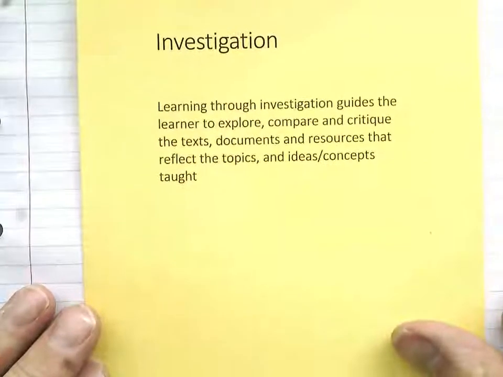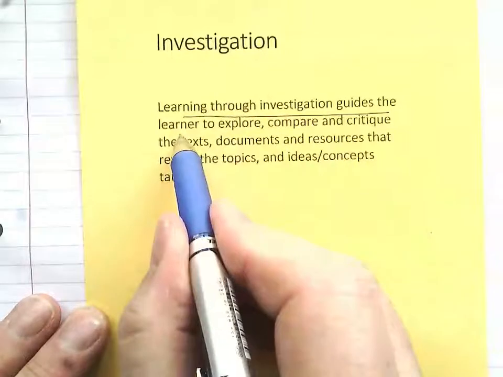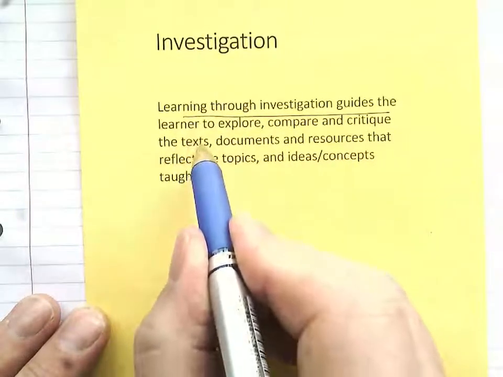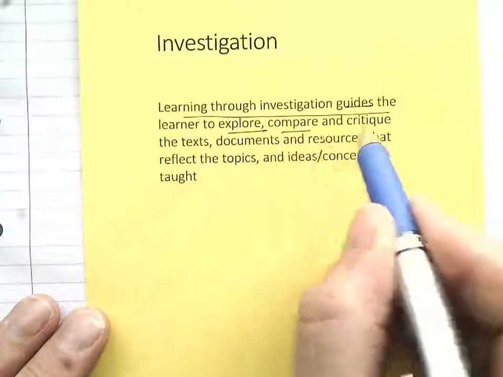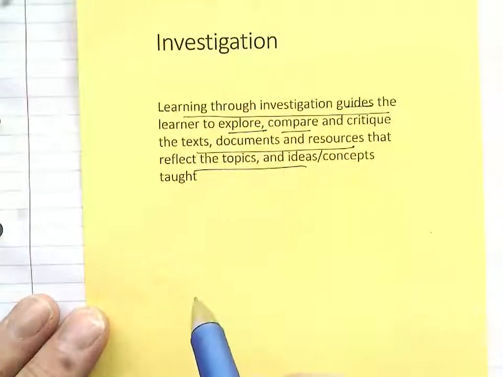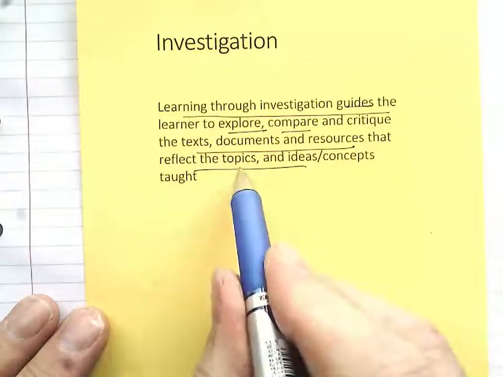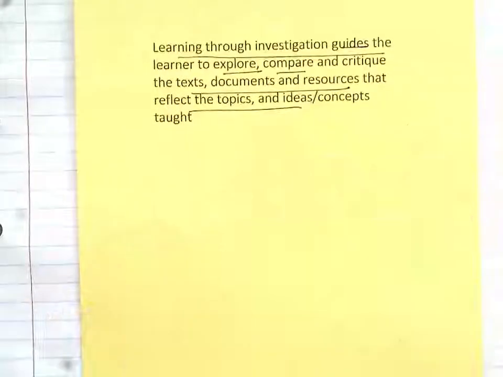So moving just a little bit faster now, third type of learning, investigation. The learner learns through investigation. The teacher, tutor, or the brief guides the learner to explore, compare and critique the various texts, documents and resources that are part of the topic. So you're going out and you are finding stuff and working with it.